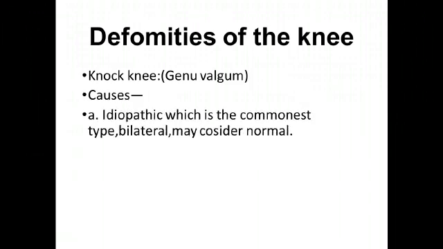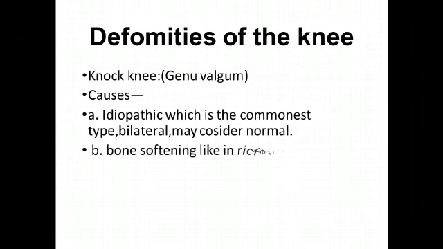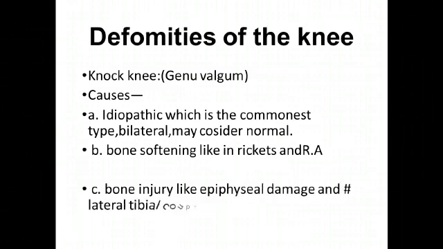A. Idiopathic, which is the commonest type, mainly bilateral, and may be considered normal in pediatrics. B. Bone softening, like in rickets and rheumatoid arthritis. C. Bone injury, like epiphyseal damage and fracture of the lateral tibial condyle. D. Thin cartilage, like osteoarthritis. E. Stretched ligament, like Charcot and adducted hip.